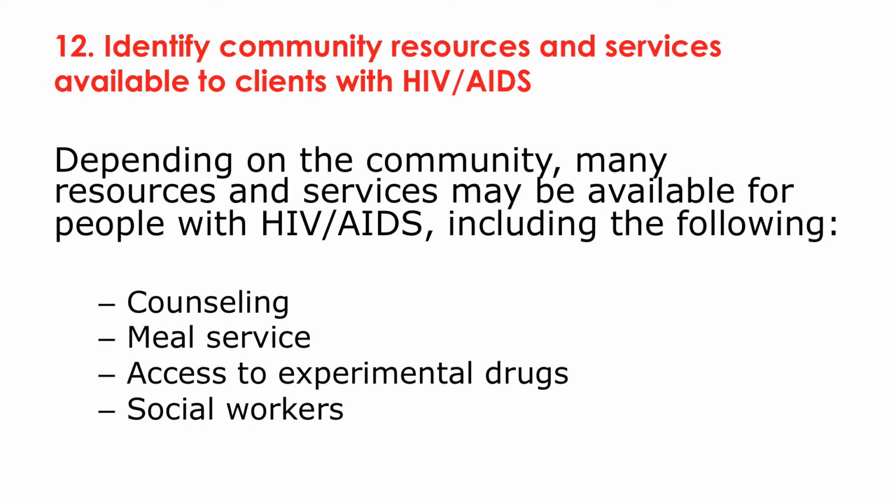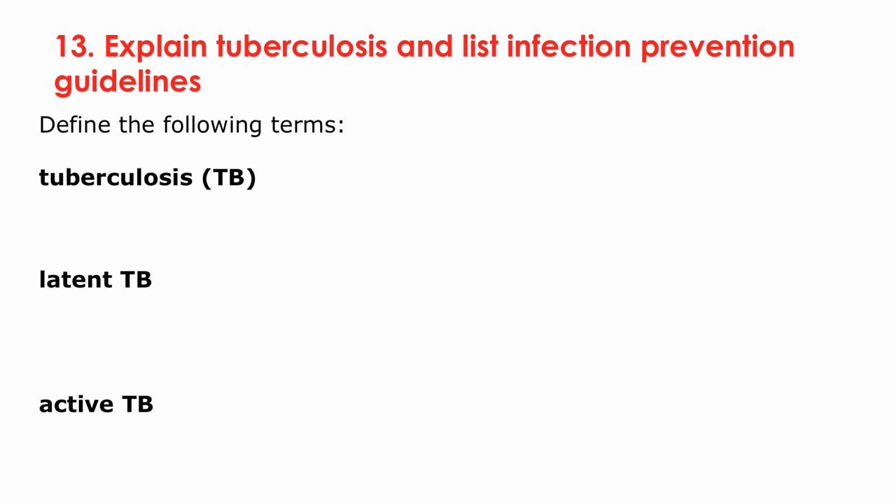So, depending on the community, many resources and services may be available for people with HIV or AIDS, including the following: there's counseling, there's meal services, there's access to experimental drugs, and also social workers. So, moving on to infection prevention, let's talk about these three: tuberculosis, latent TB, and active TB.